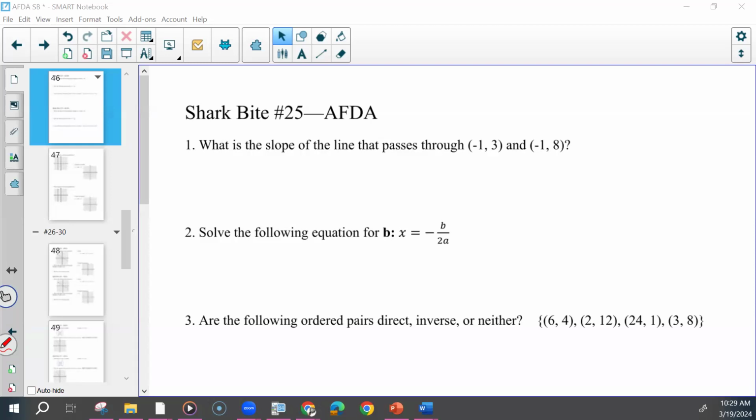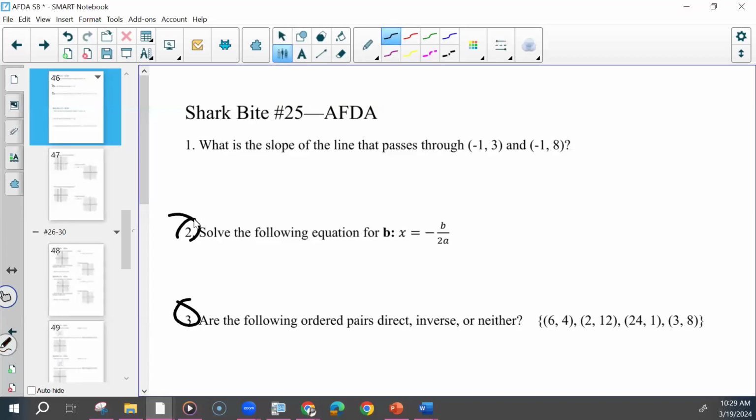All right, let's focus on the shark bite. What questions do we want to go over? Have questions for me? 2, 3. Any others?